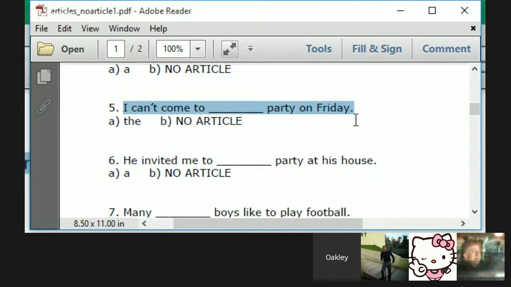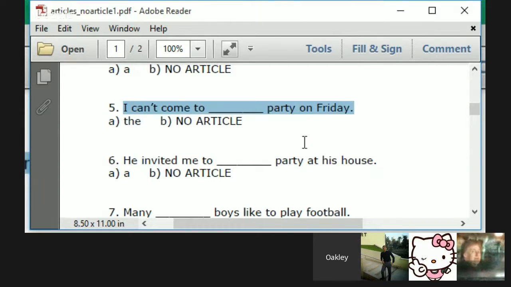A party? A party. That means that you don't mention the place that we go. Well, if I said I can't go to a party on Friday, I mean any party. I don't have the time to go to parties on Friday. I can't go to any party on Friday. Not just your party, any party. Yeah, any party. All right.